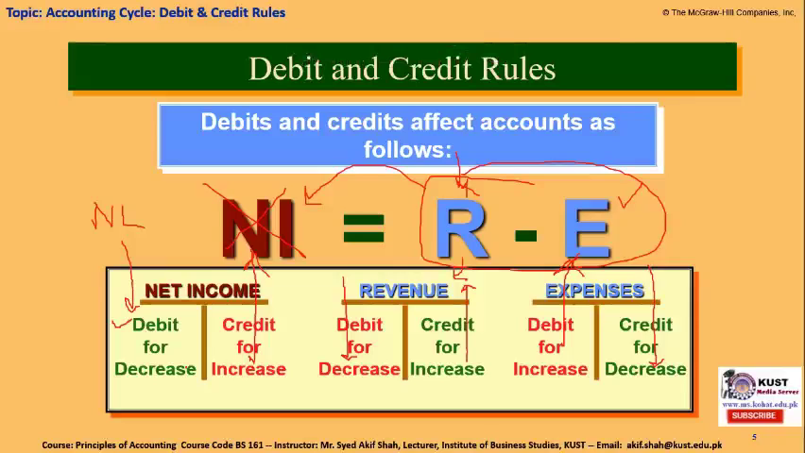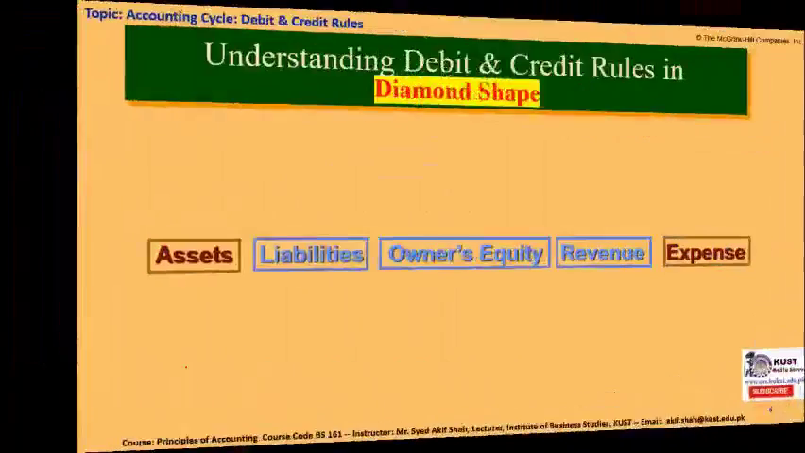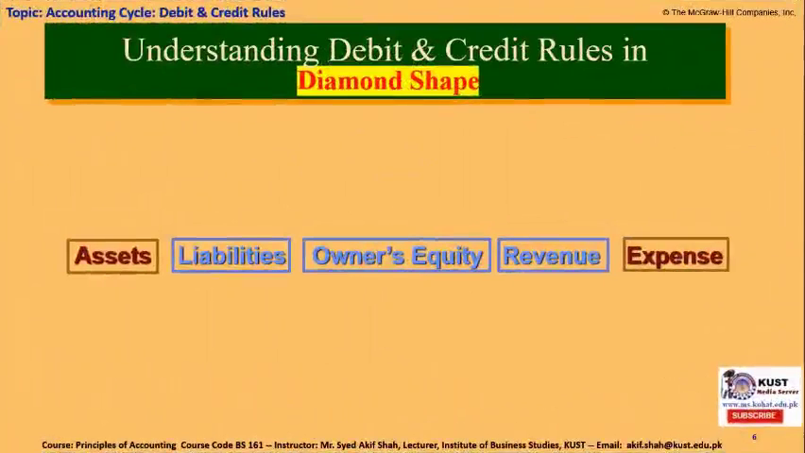Let me conclude all these debit and credit rules with my self-made diamond rule structure that will assist you to memorize all these debit and credit rules in one snapshot. Here it is, my self-made diamond shaped rule, which will assist you to memorize all the debit and credit rules in a minute.